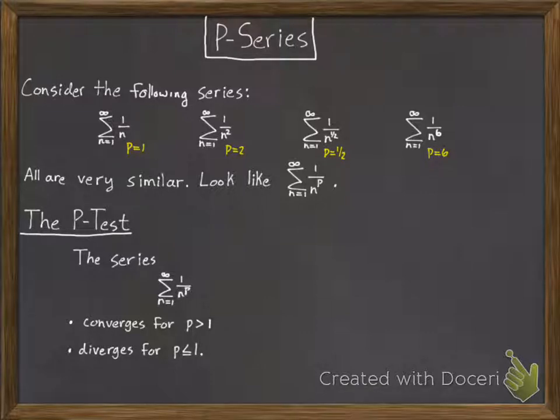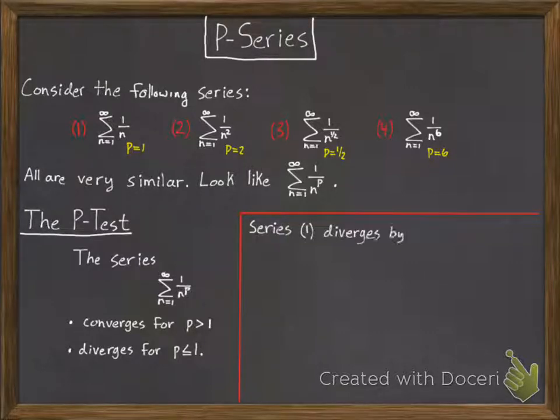Let's go ahead and apply this to our four series up here. So I've got series 1, 2, 3, and 4. This first series, series number 1, is going to diverge by the p-test because p is equal to 1. The p-test says that if p is less than or equal to 1, my series diverges. Well, I've got p equal to 1, so that series diverges.